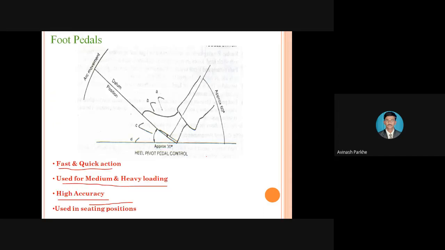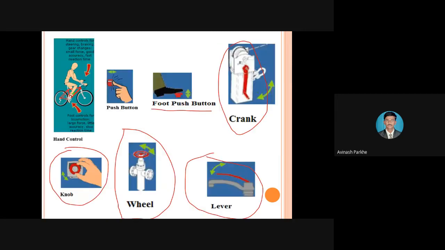Wherever the operator is sitting, at that location only such foot pedals are to be provided. These figures help you easily understand the use of the control devices wherever operators are working. The example of the bicycle is given, where the rotating pedal is there, then handle, push button, foot push button, cranks, knobs, wheels, levers. These are the different types of control devices used in the industry to operate the workstation.